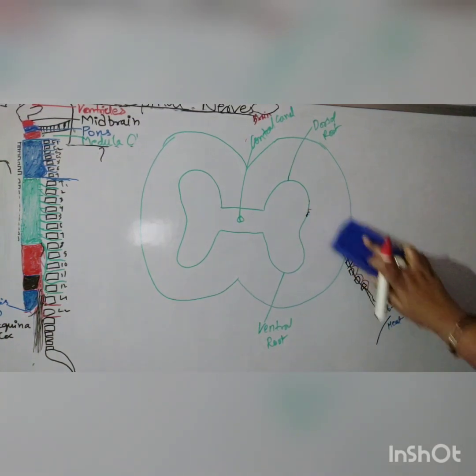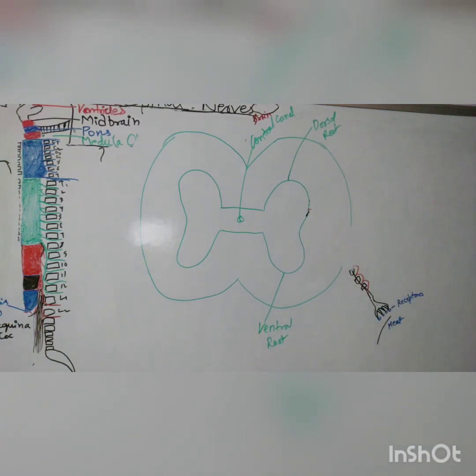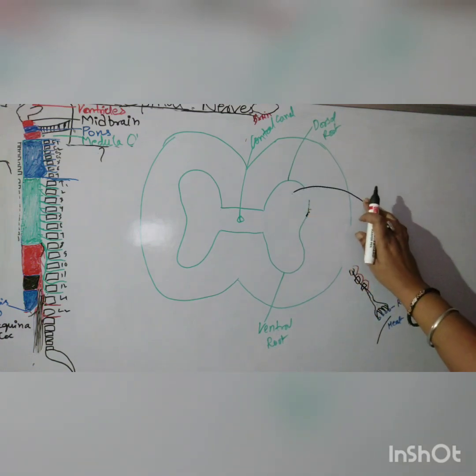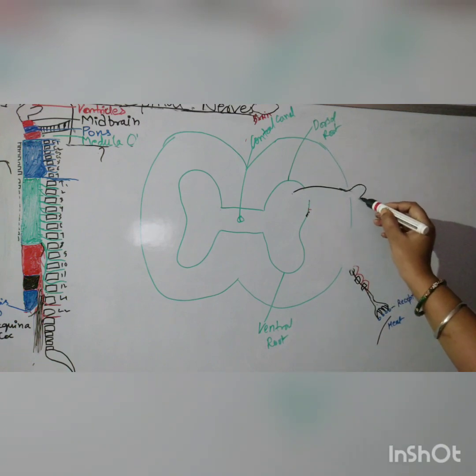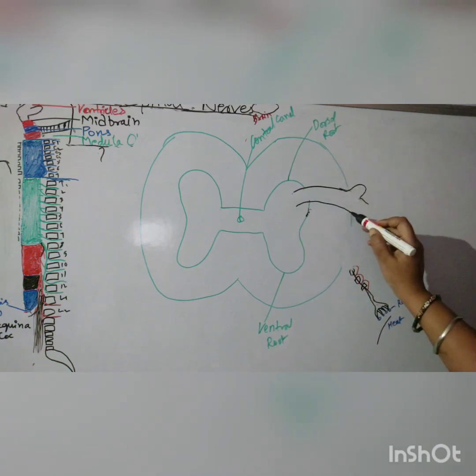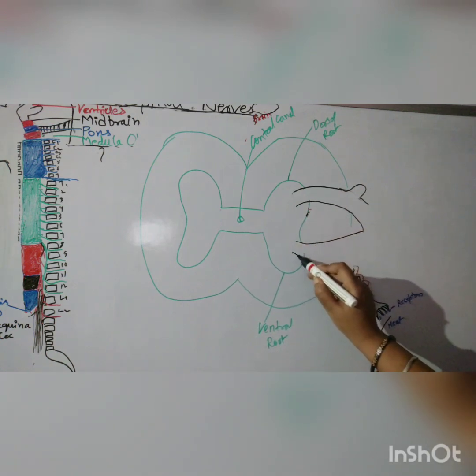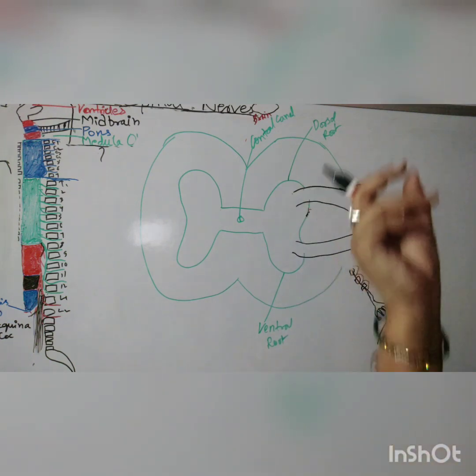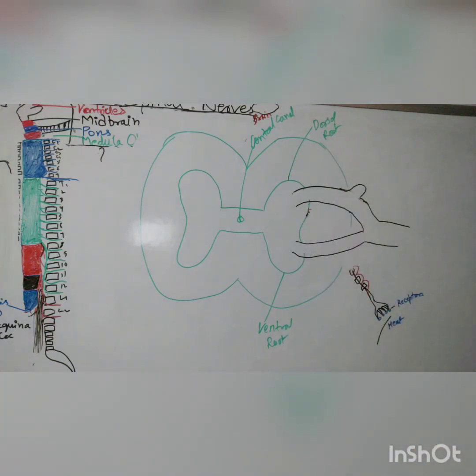So what happens? See, in the spinal nerves, they are performing both the actions. The same nerve is carrying impulses to the brain, and the same nerve will bring impulses from the brain to the organ. So here there is no division of sensory or motor. A single nerve will perform both the actions.